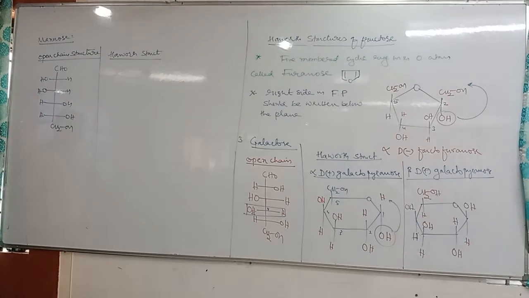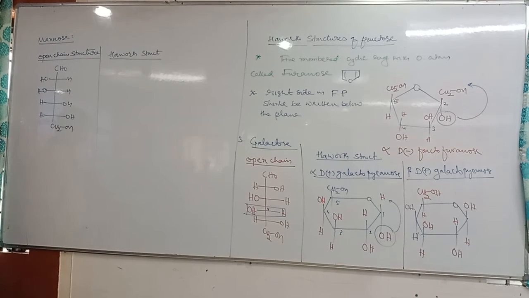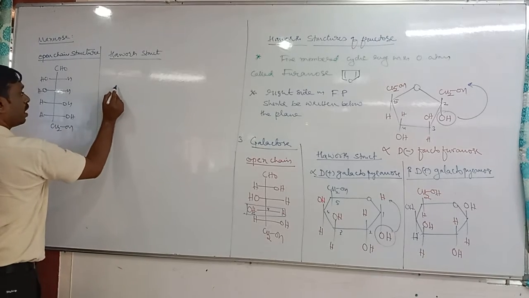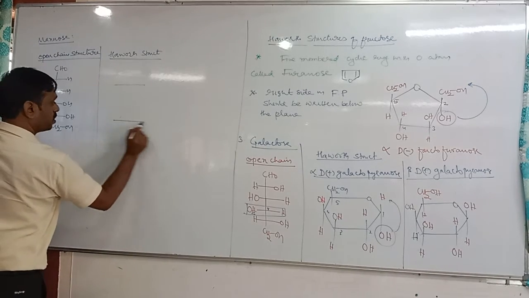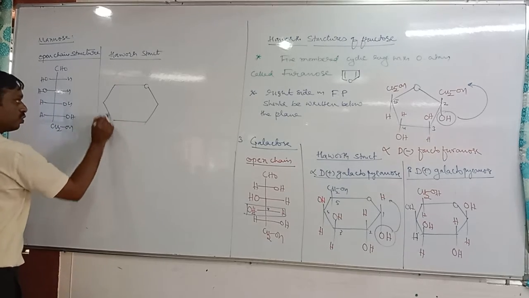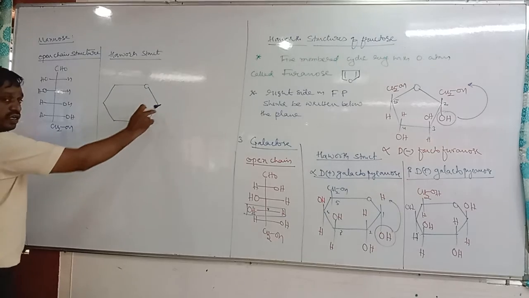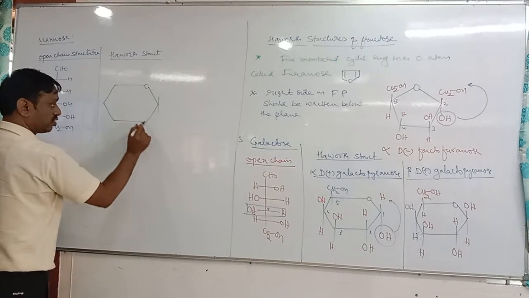Okay, tell me. In the Haworth structure, except fructose, all the monosaccharides in our syllabus are 6-membered rings. Only fructose is a 5-membered ring. So mannose is also a 6-membered ring. For the 6-membered ring, draw the ring and, as I told you, don't change the position of oxygen. If you write it elsewhere instead of oxygen, the total structure changes.